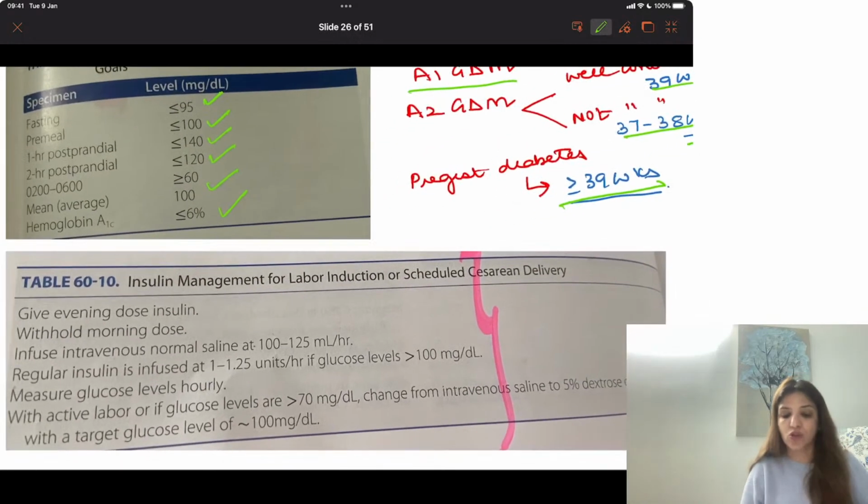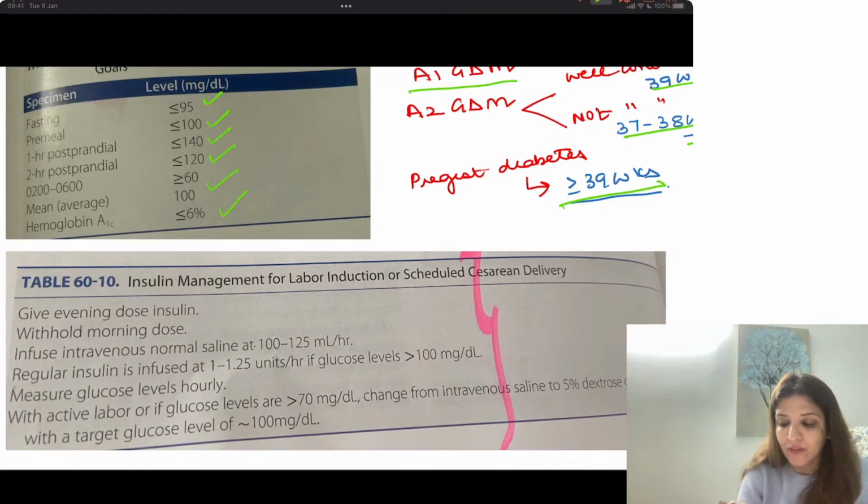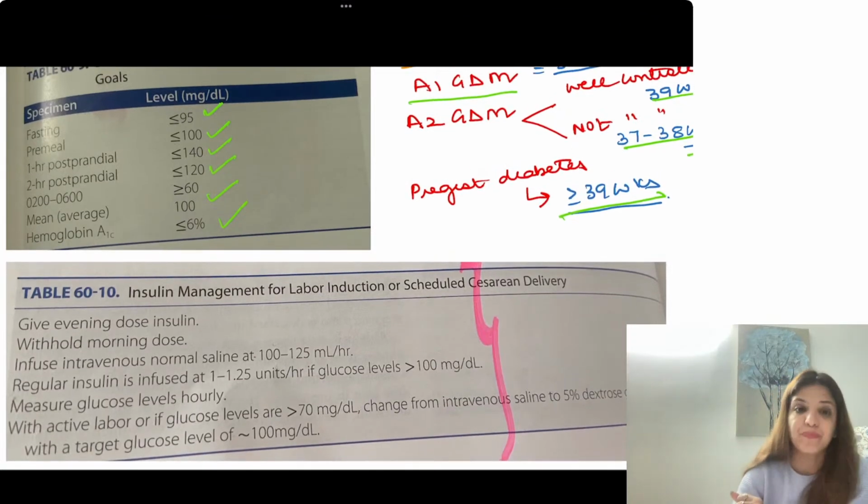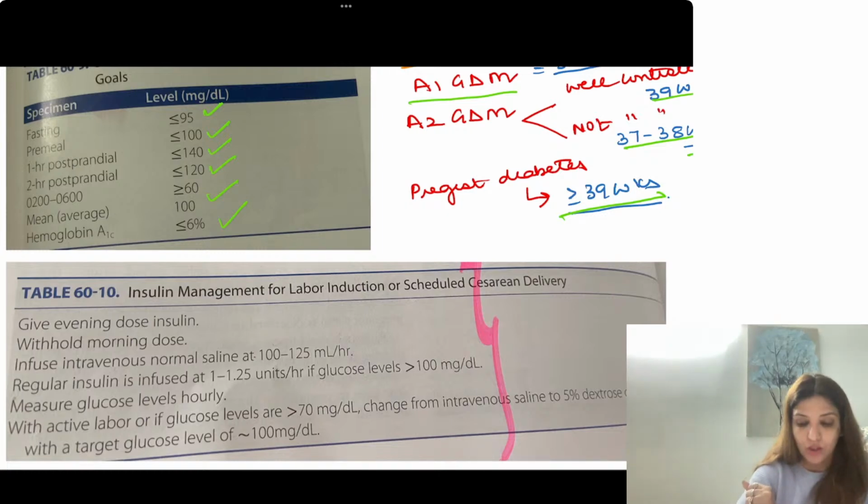And yes, this table over here, insulin management for labor induction or scheduled cesarean delivery. This is a table on which a question had come in last year's INICET exam. So whenever you are scheduling induction of labor, then one evening before that you are going to give the dose of insulin, right? But in the morning hours you are going to withhold the dose of insulin. You are going to start infusing normal saline at a rate of 100 to 125 ml per hour. And in that normal saline, you are going to add regular insulin. How much regular insulin? 1 to 1.25 units per hour if blood glucose levels go more than 100. So if blood glucose levels go more than 100, then you have to add regular insulin and you have to keep on monitoring her blood glucose levels after every hour.